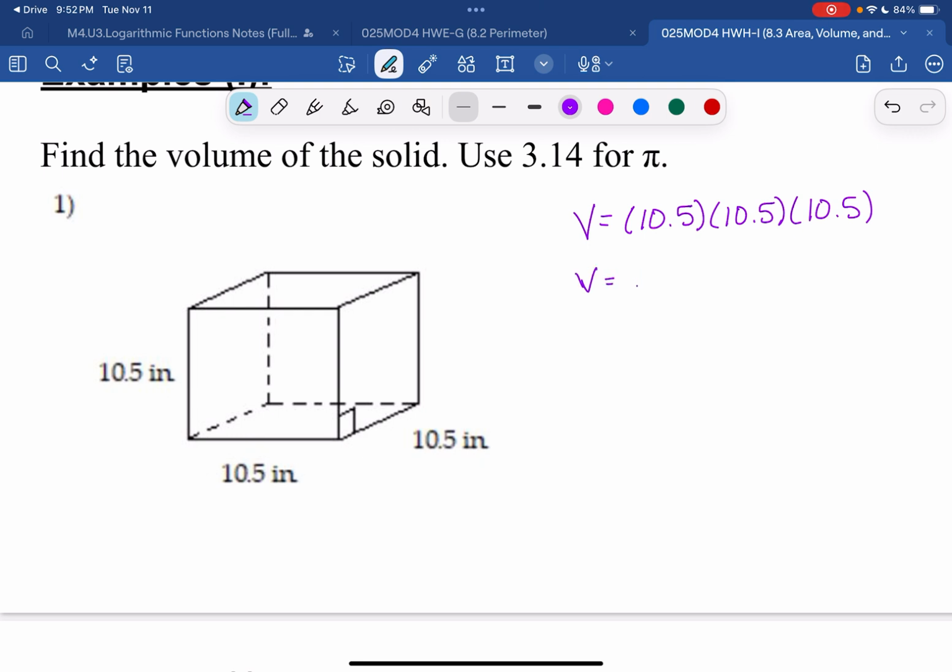So then if we put this in our calculator, we get 1,157.625. Now with volume, your units are going to be cubed. So perimeter would just be inches. Area would be inches squared. And volume, inches cubed.